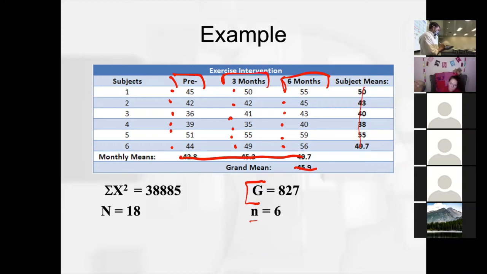And then to get my sum of x squared, because that'll come in handy later, I'm squaring every one of these values and adding them together. So 45 squared plus 42 squared plus 36 squared plus 39 squared plus 51 squared plus 44 squared plus 50 squared plus 42 squared, etc. And that gives me this value in there.